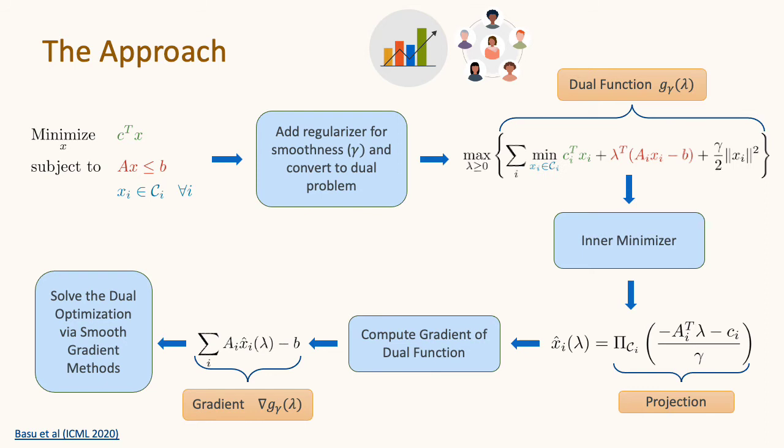To give you a high-level overview of our approach, we start with the primal formulation, convert that primal into its dual form, and add a smoothing parameter or a regularizer to make the dual function smooth. The dual is now represented in terms of an inner minimizer and an outer maximization loop. We solve that inner minimizer using a projection operator and use the solution of the projection to compute the gradient of the dual function in closed form. We now have access to the gradient and can use a smooth gradient-based descent function to solve the optimization problem.